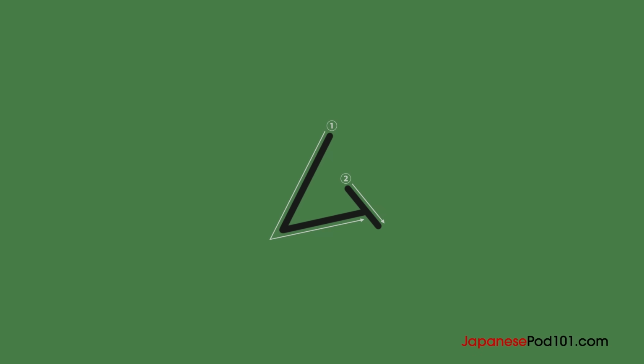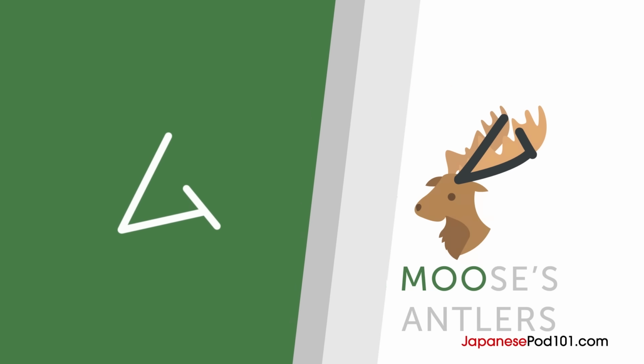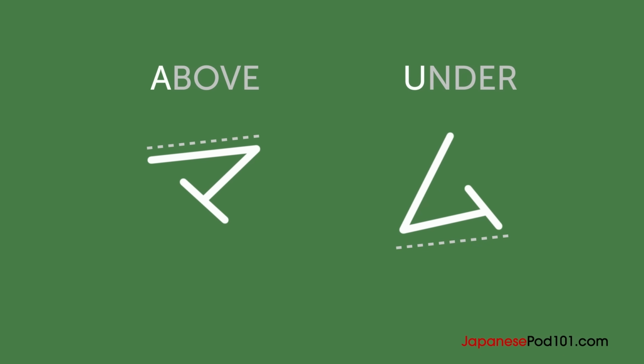The third one is the katakana mu. Mu looks like a moose's antlers. Could you tell ma from mu? Here's an easy way to do it. Just look for the horizontal line. If it's above, then it's a ma. And if it's under, then it's a mu.